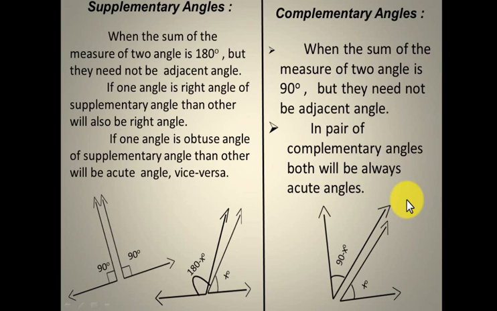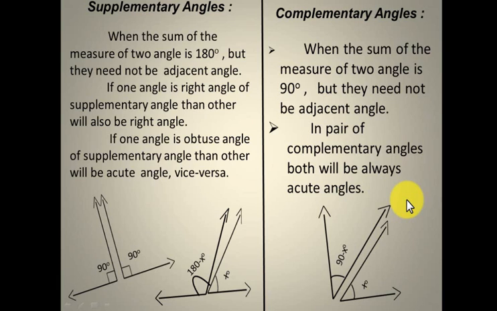When it's a linear pair, they should be adjacent angles. And if we talk about supplementary angles, they should not be adjacent angles. See now here, as I have given, there are two angles. They are not adjacent. They do not have any common vertex. They do not have any common arm. They are two separate angles.